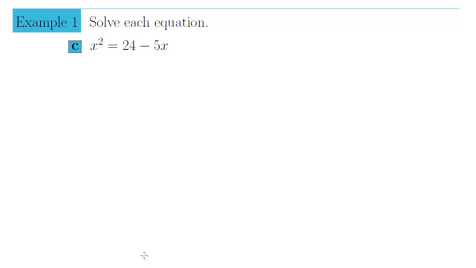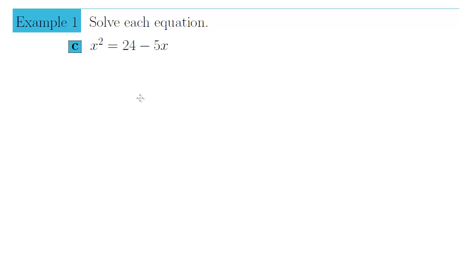Example 1c. Solve the quadratic equation x squared equals 24 minus 5x. We know this is a quadratic equation because the degree is 2. Thus far, we've been solving quadratic equations by using the zero factor principle. And in order to use that principle, we need to have a 0 on one side of the equation.